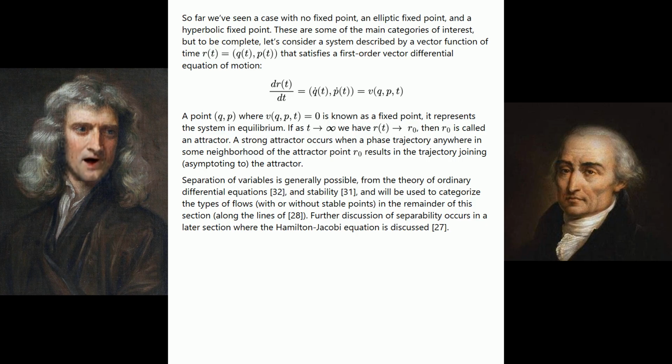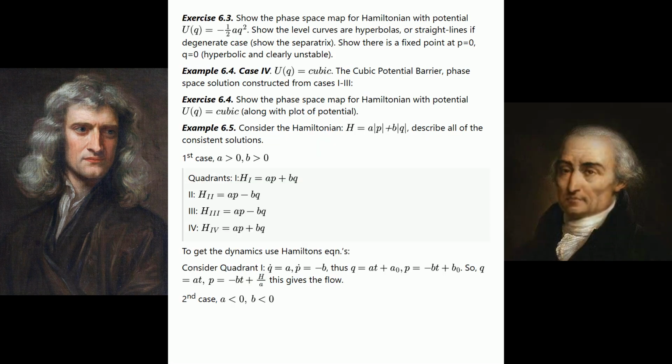Separation of variables is generally possible, from the theory of ordinary differential equations and stability, and will be used to categorize the types of flows, with or without stable points, in the remainder of this section. Further discussion of separability occurs in a later section where the Hamilton-Jacobi equation is discussed. Exercise 6.3. Show the phase space map for the Hamiltonian with potential U(q) equals negative 1/2 a q². Show the level curves are hyperbolas, or straight lines in the degenerate case. Show the separatrix. Show there is a fixed point at p equals 0, q equals 0, hyperbolic and clearly unstable.